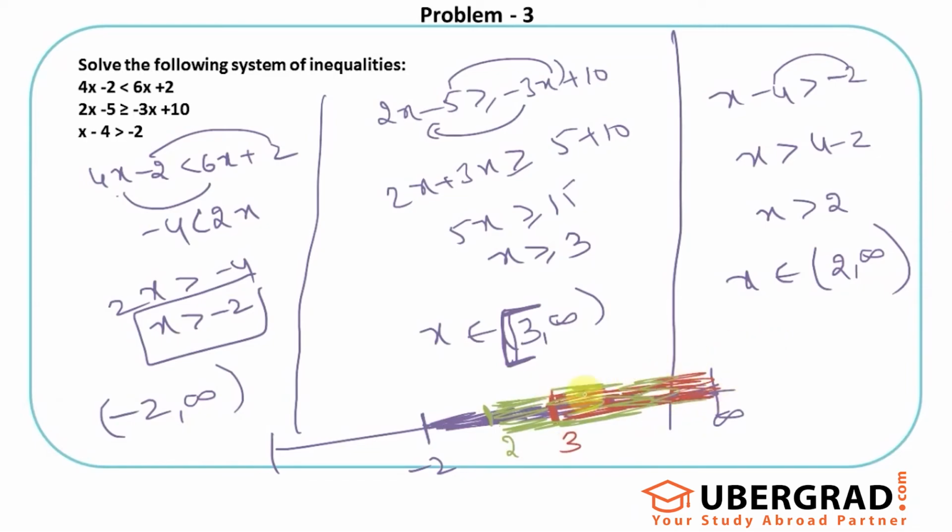So what is the common area? This one, right? See this, I see red, green and blue. If it is difficult for you to visualize, at least understand from this. The purple is this zone from minus 2 to infinity. The red is from 3 to infinity and green is from 2 to infinity. What is the common area which has all three colors? This color, right? 3 to infinity. So the answer is 3 to infinity, which would satisfy all three inequalities.